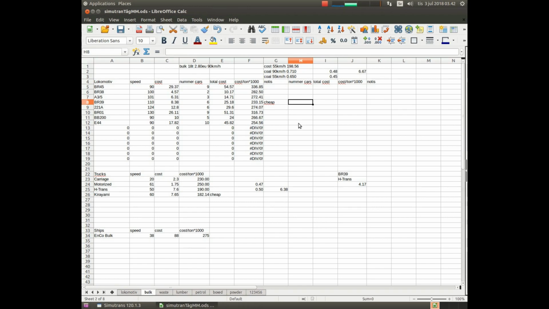What, however, is interesting is what we actually get paid and what it costs. At 90 km per hour we get 0.71. At 55, 0.65. That means we get more money if we increase the speed relative to the operation cost. We actually get 6.67% increase.